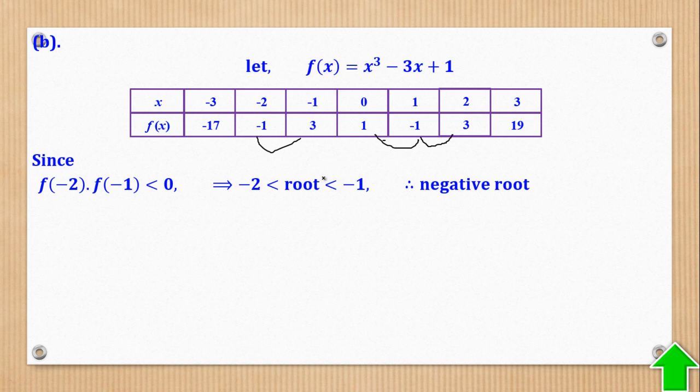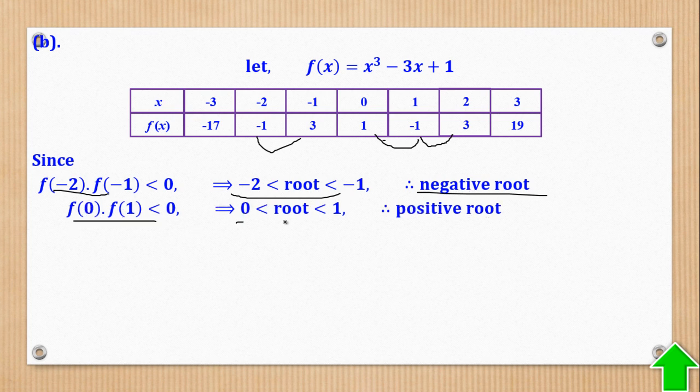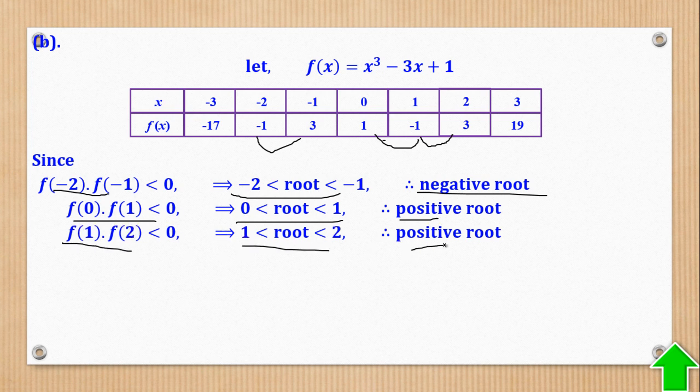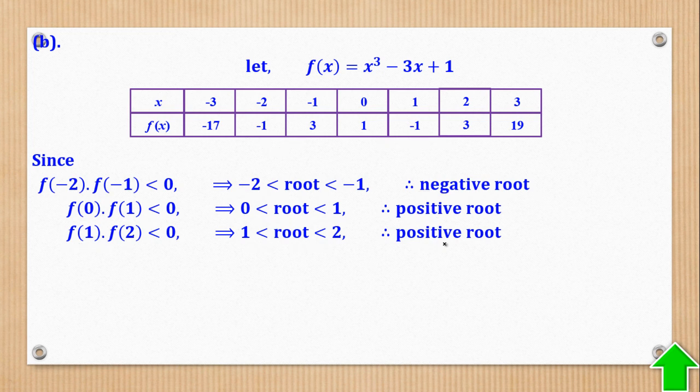So you have to give a reason. Since there's a change of sign here, it means that the root is between this, which is negative. Also, there's a change of sign here, so the root is between that and it's positive. There's also a change of sign here, so the root is between that and it is positive. So there is one negative root and 2 positive roots. And that's how marks will be awarded.